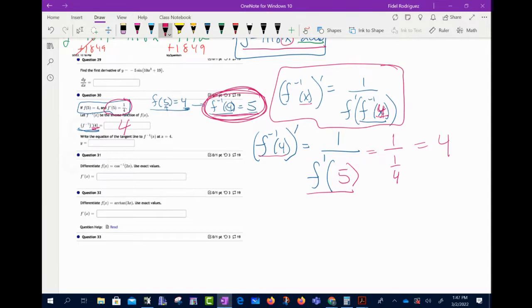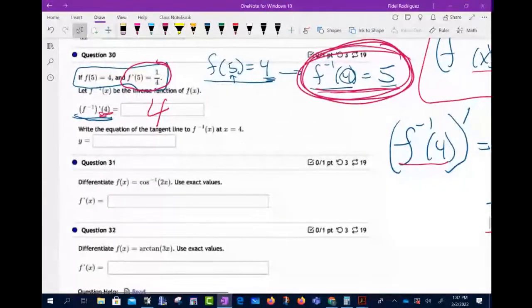Now the second part says, can we write the equation of the tangent line to the inverse at x equals 4? Okay, so since we're finding the tangent line, y'all, at the inverse, this tells me, look, x is 4. Wouldn't that mean that y is 5? Because if we know f inverse of 4 is 5, that tells me that when the x value is 4, the y value is 5.